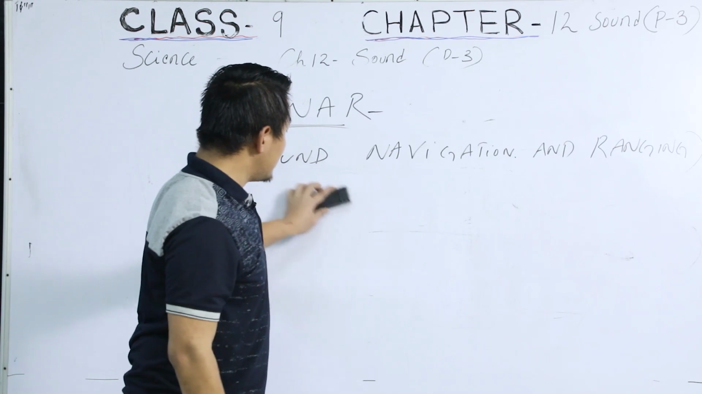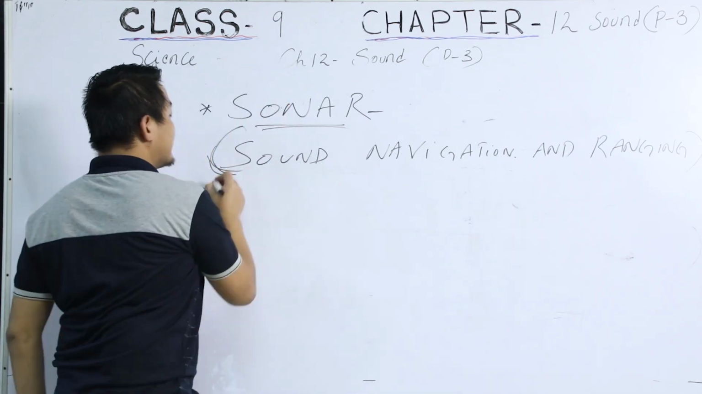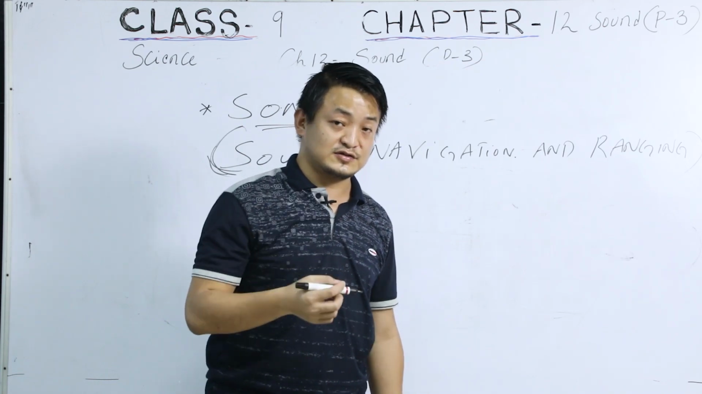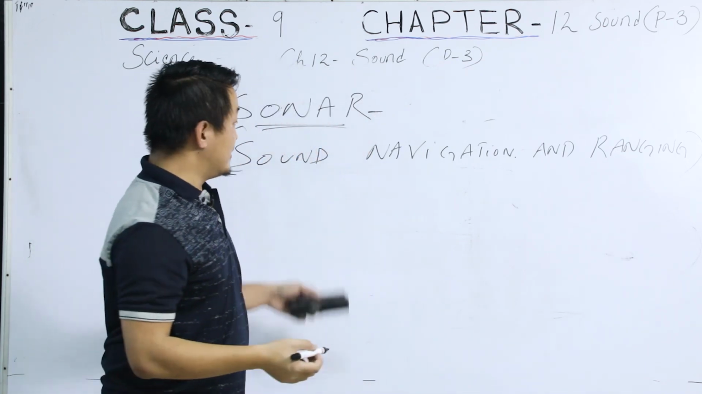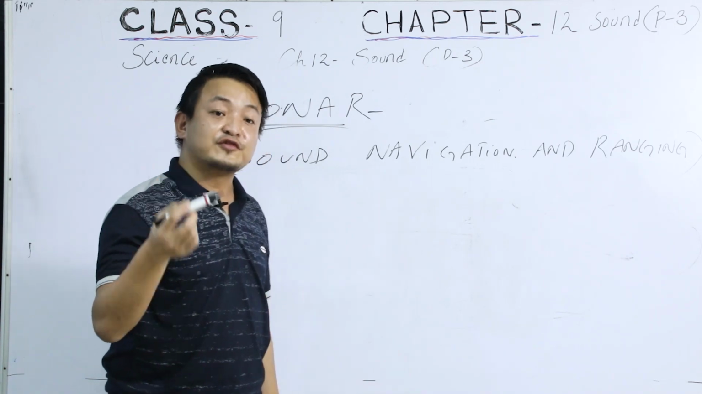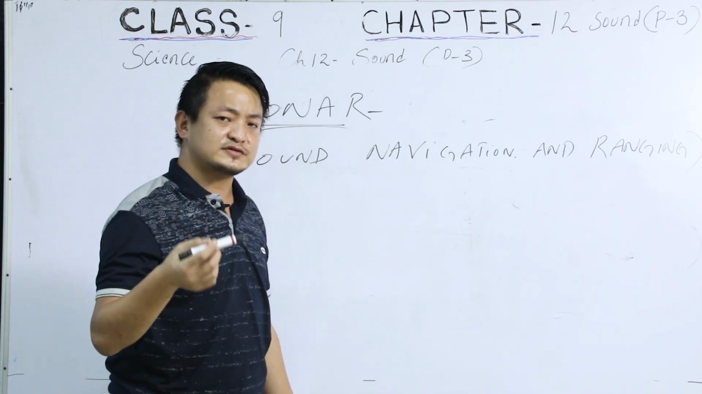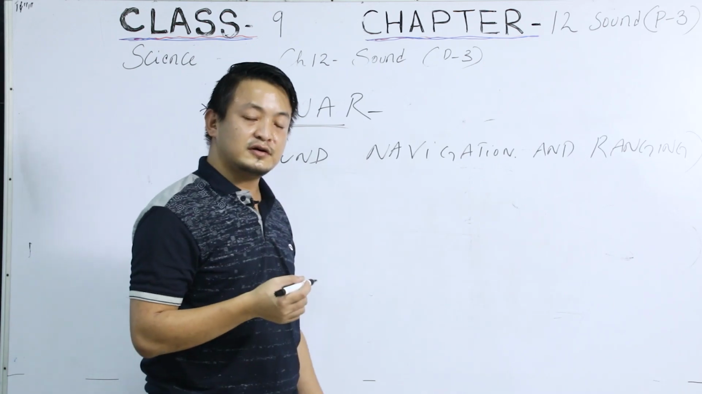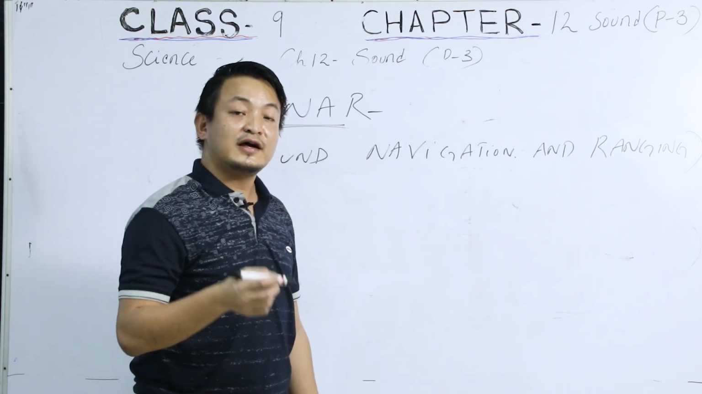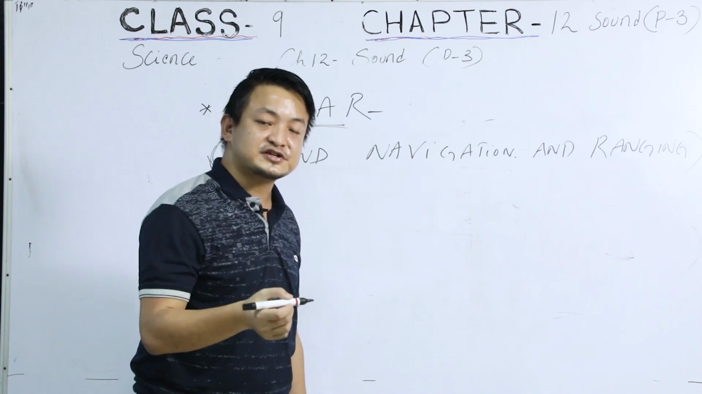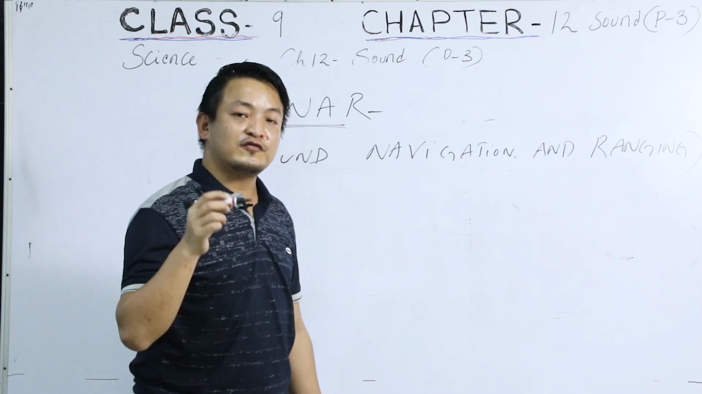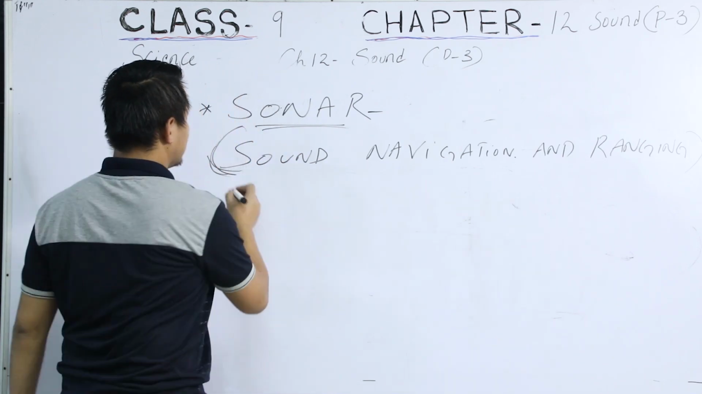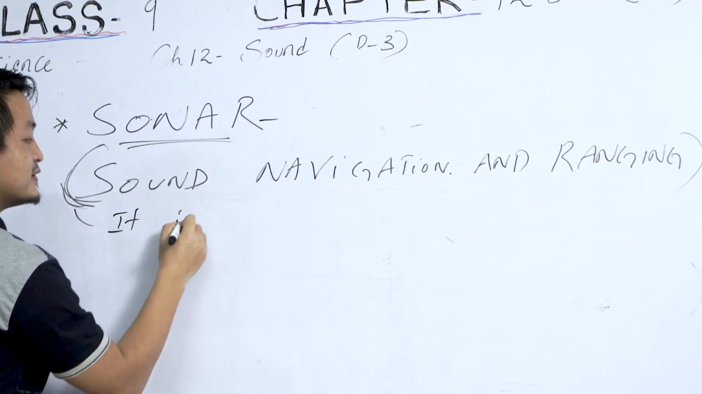Clear? Now, this sonar is a device using ultrasonic waves, that means waves with a frequency above 20,000 hertz. It is used for measuring what? The distance, the direction, and speed of objects underwater. Clear? So it is a device.